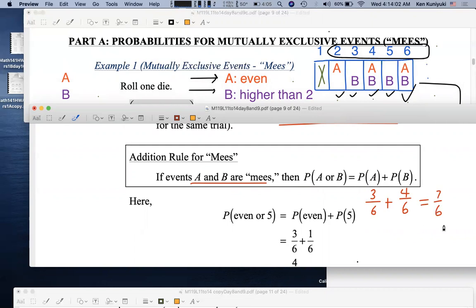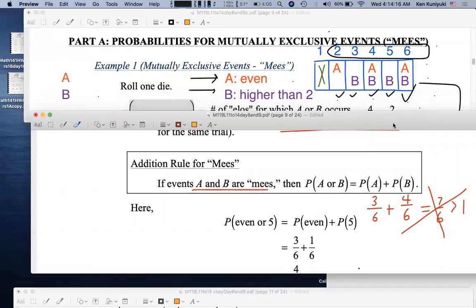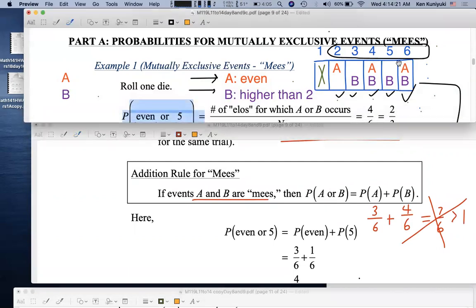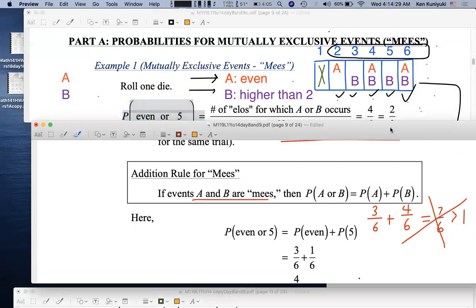Why? Well, for one thing, this is bigger than 1. There's no way that this can be a probability. I know I messed up somewhere. And also, there's a more subtle problem. Why is this wrong? Because this ends up double counting the 4 and the 6 as outcomes. We're double counting the 4 outcome and the 6 outcome. So we have to adjust for that if you're going to use a formula.